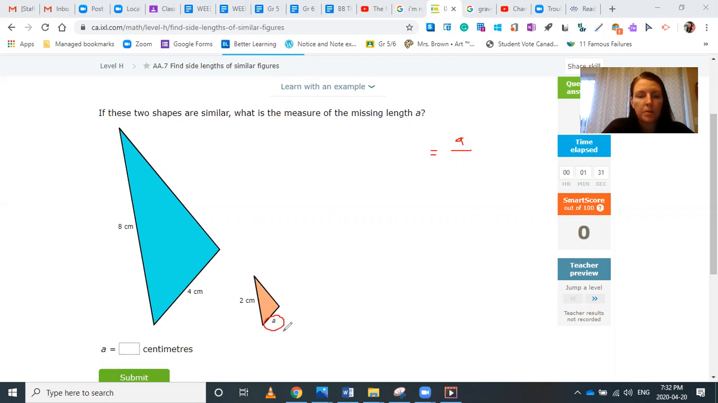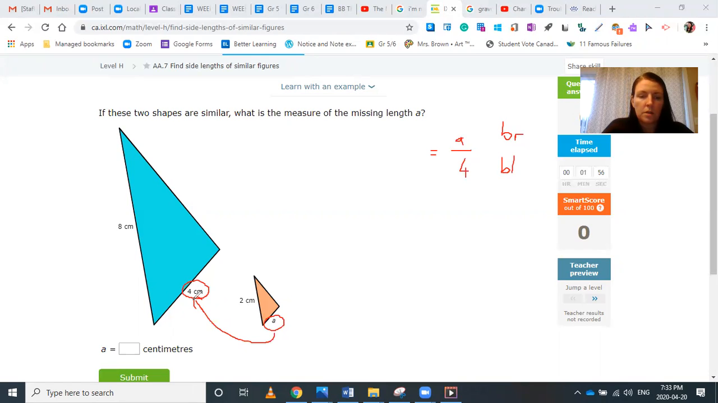For the proportion, if we're going down on the right bottom side, we've got to use the same side from the blue triangle, and we've got A over 4. We're using the brown triangle on the top and the blue triangle on the bottom.